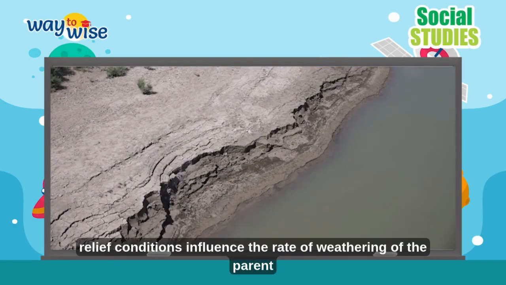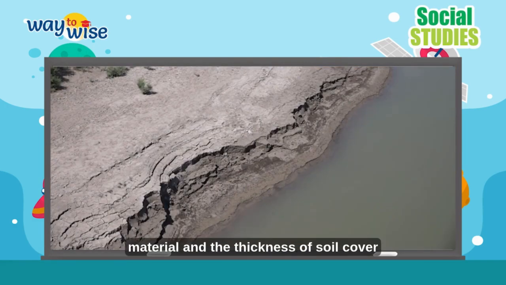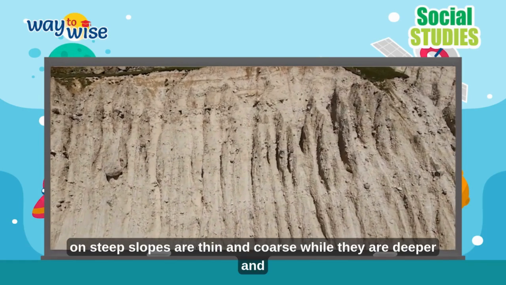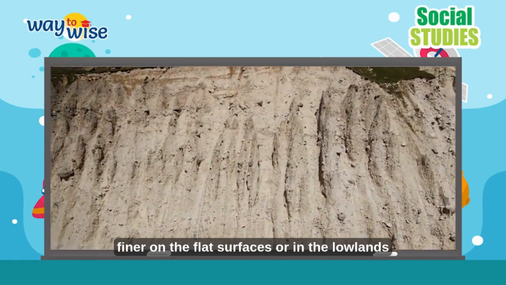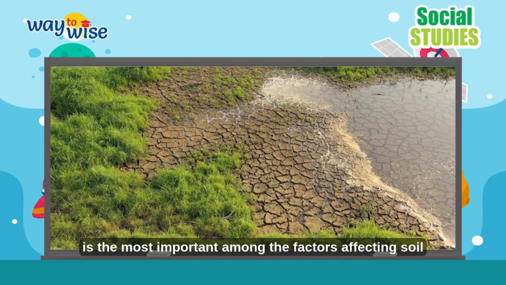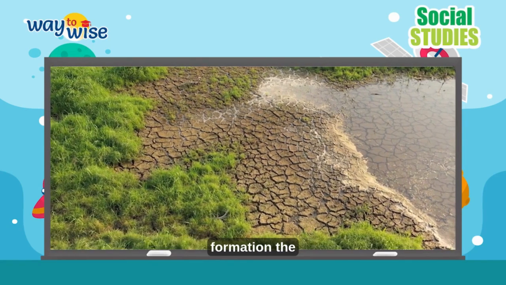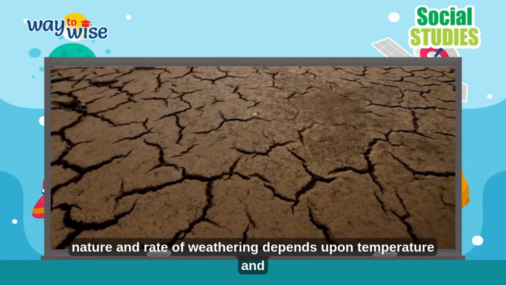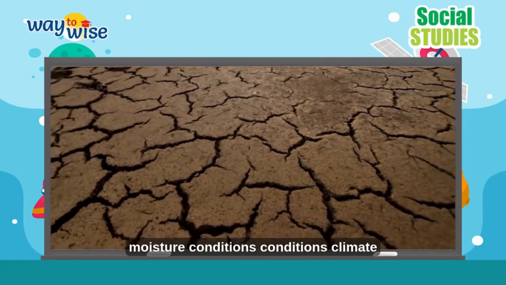Relief conditions influence the rate of weathering of the parent material and the thickness of soil cover. Soils on steep slopes are thin and coarse, while they are deeper and finer on the flat surfaces or in the lowlands. Climate is the most important among the factors affecting soil formation. The nature and rate of weathering depends upon temperature and moisture conditions.